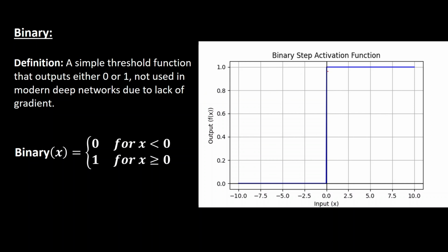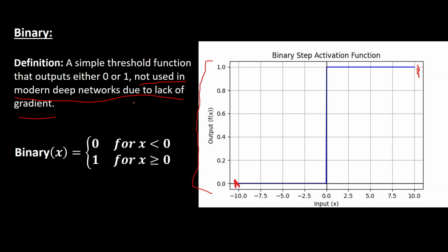As you can see over here, the graph is showing you that the output will be between 0 and 1, just in this range. You cannot move out of this range. The function is a simple function that outputs either 0 or 1. Now here is a sentence: not used in modern deep networks due to the lack of gradient.